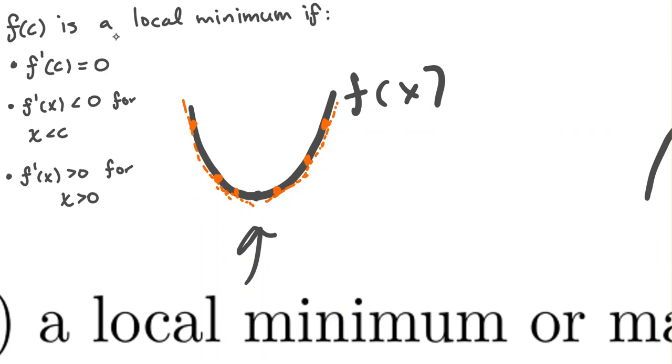f of c is a local minimum if the derivative at c is equal to 0, and then for values before c, the derivative is negative for some time before, and if the derivative is then positive for values greater than c. Okay. Let's look at the behavior of a local maximum next.